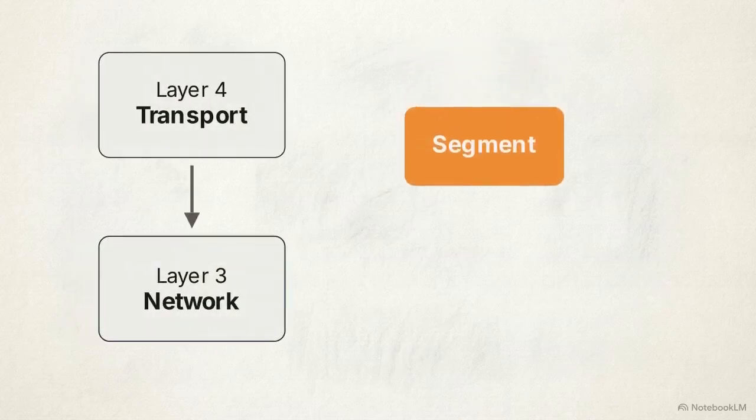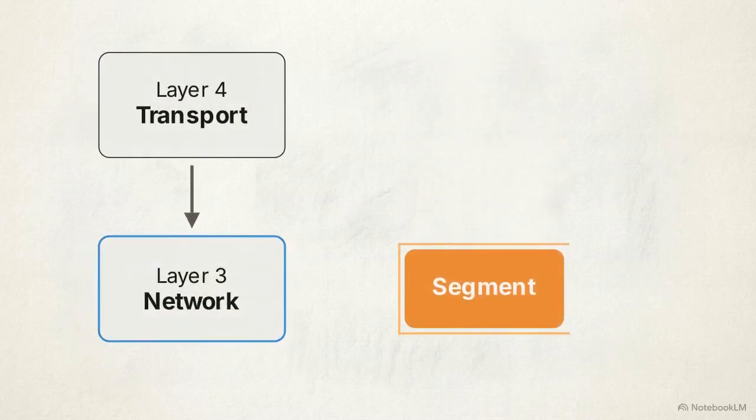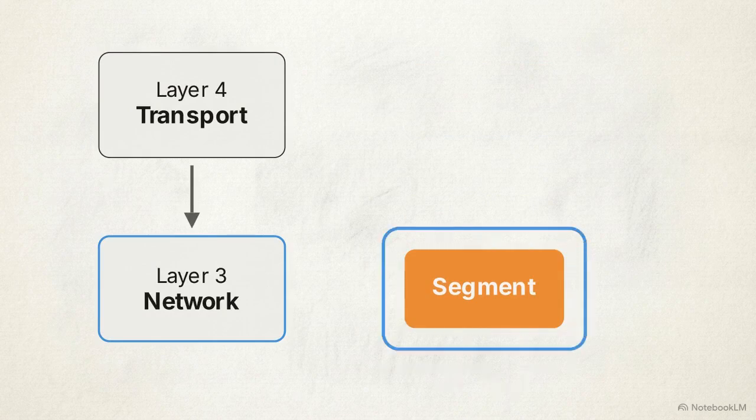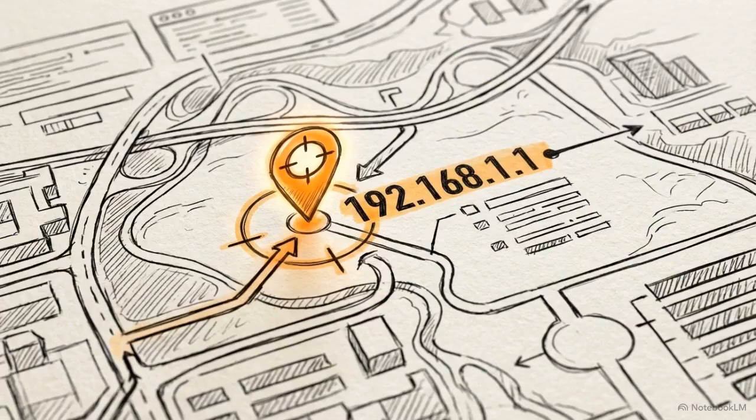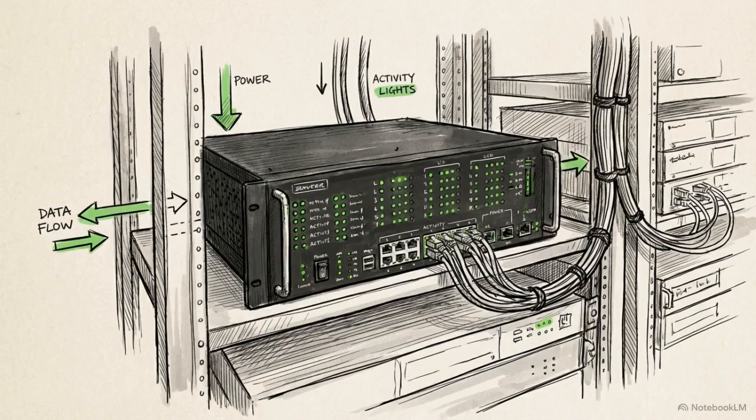Dropping into layer 3, the network layer, the segment undergoes another structural transformation. It is wrapped in an outer layer to become a packet. The function of layer 3 is to navigate routing paths between entirely different networks. It determines the best path for data using logical addressing tools like IPv4, IPv6, ICMP for pings, and IPsec. The primary hardware enforcers at this level are routers and layer 3 switches.